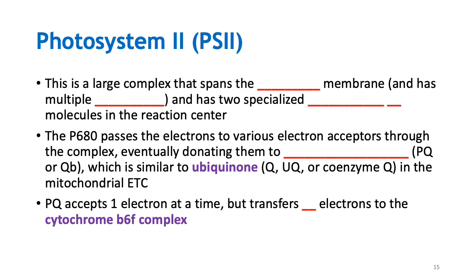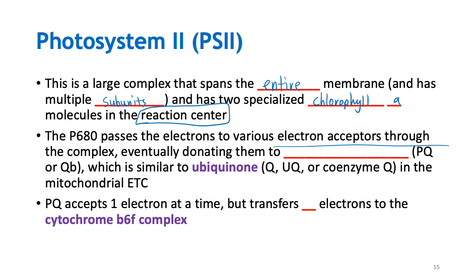Photosystem 2 is a very large complex, and it spans the entire membrane. I'm going to show you a picture of it in just a moment. It has multiple subunits. You may want to go back to our protein chapter to understand enzymes and proteins, what subunits are. But what that's pretty much insinuating is that it has quaternary structure, and it's very big. It has two specialized chlorophyll A molecules in the reaction center, and those chlorophyll A molecules lose electrons, which then pass on through the electron transport chain. The P680 passes the electrons to various electron acceptors through the complex.